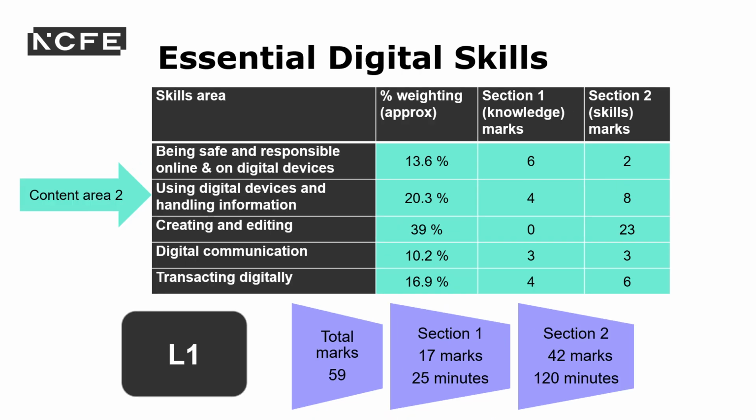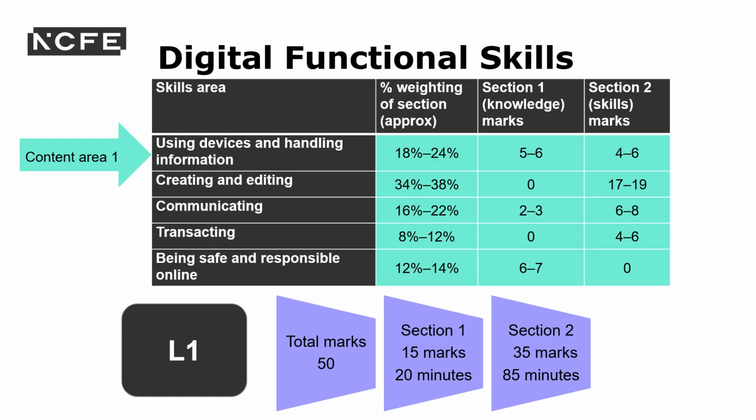Moving on to level 1, so here we have the weightings of the Essential Digital Skills Level 1 assessment. Using digital devices and handling information has a similar weighting to entry level 3. There will be 4 questions on this in the multiple choice section and 8 marks available in the task section. The weightings of the Digital Functional Skills Level 1 assessment. There are 5 to 6 marks available in the knowledge section and 4 to 6 marks available in the task section.